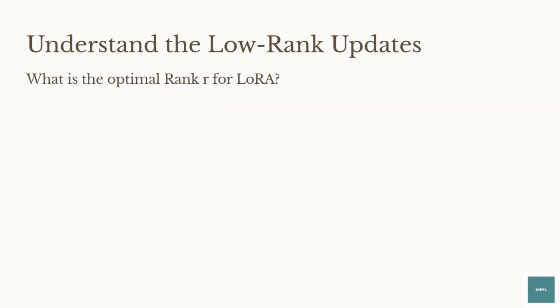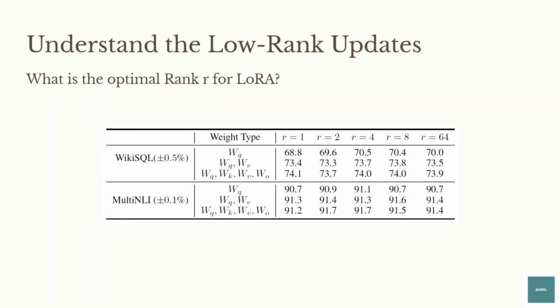To determine the optimal rank, the research team found that a rank as small as 1 suffices for adapting both WQ and WV on WikiSQL and multi-NLI, while training WQ alone needs a larger R. This suggests the update matrix delta W could have a very small intrinsic rank.